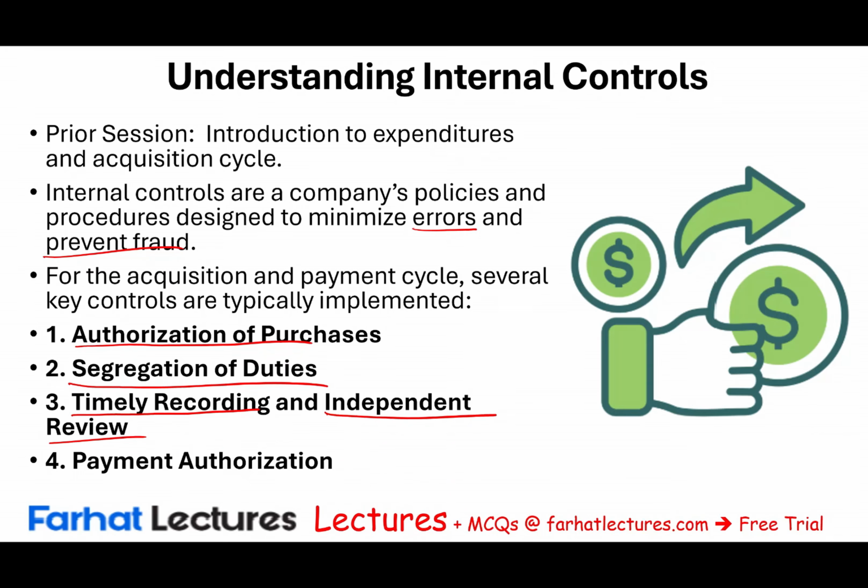Now, for each one of these four, I'm going to go over each one separately, expanding a little bit on them. How do we make sure that the purchase is authorized for different assets? Same thing, what should be segregated? How do we record and do an independent review and payment authorization? Then at the end, we would look at certain methods that you could use to test the internal control. Let's go ahead and get started.